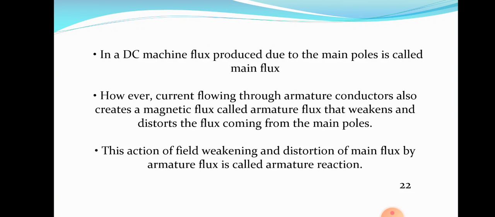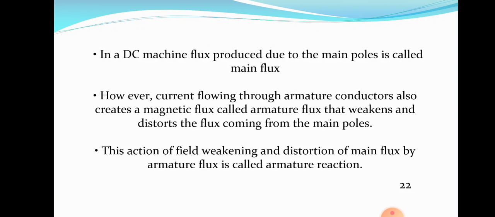So look at the slide. In a DC machine, flux produced due to the main poles or field winding is called main flux. Field winding is provided in the stator of the DC generator. In the construction details of a DC generator, we studied that stator consists of magnetic poles: field pole, pole body, field winding and pole shoe, etc. Anyway, study all those things.